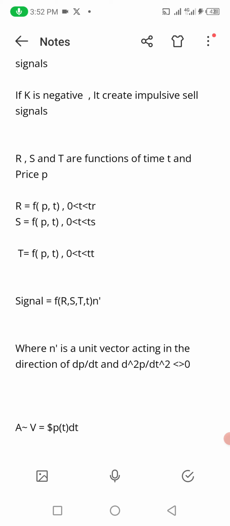I don't want to go deep into the aspect of area and volume, but the area of resistance, support, and trend line is the major thing in this topic. Maybe in future I can talk more on area and volume. So let's go to the chart and start working on this.